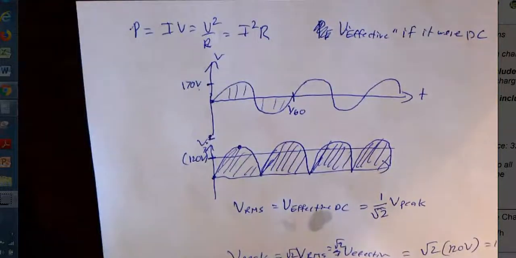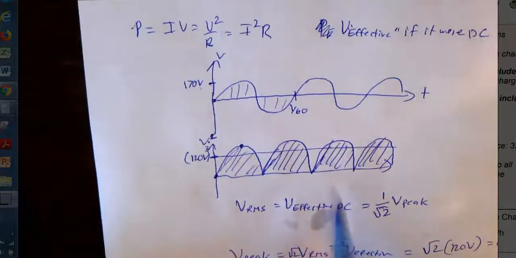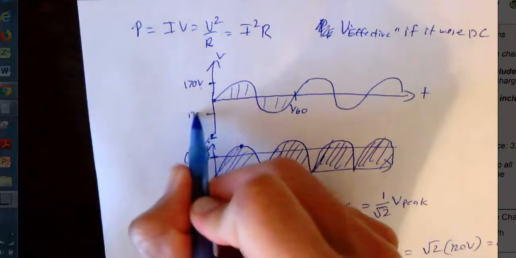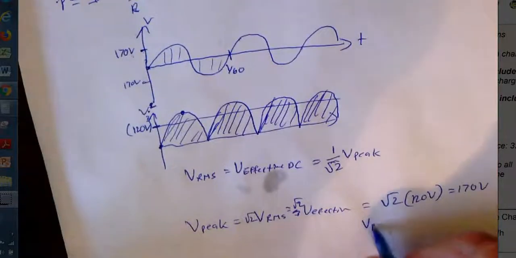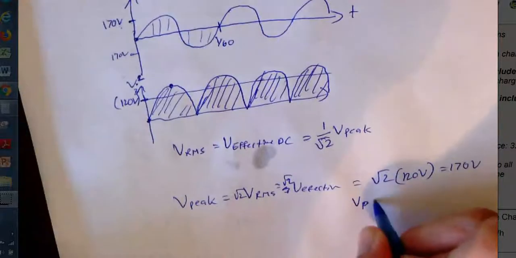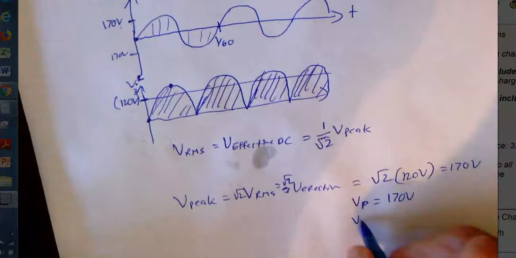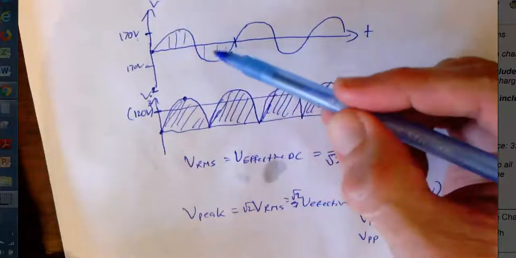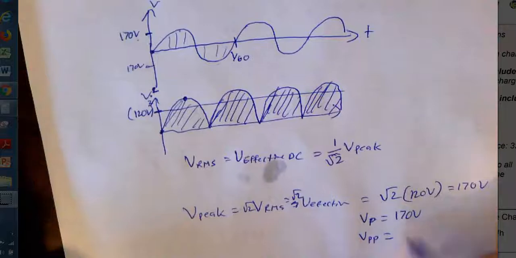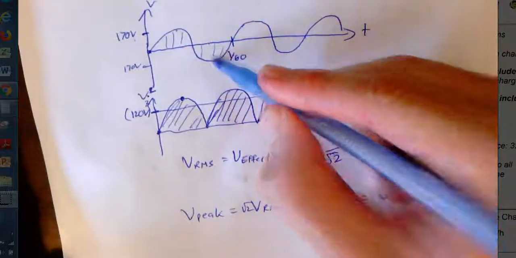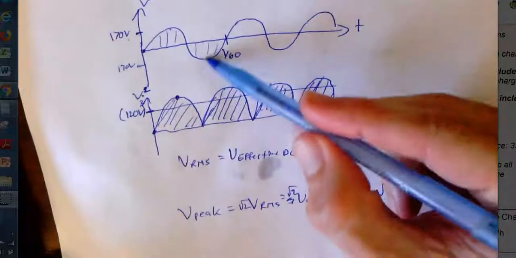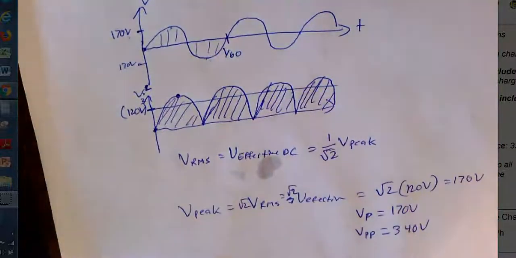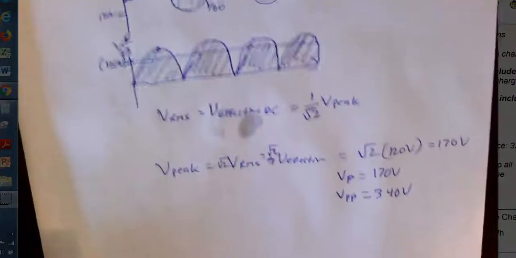This would be negative 170 volts, so the peak voltage, V peak, often written just VP, is 170 volts. Sometimes people talk about the peak to peak voltage, which is from the crest up here to the trough down there, and that is double, right? 170 up, 170 down is 340 volts difference between the peak there and the peak there. That's the normal thing that people talk about in their homes.